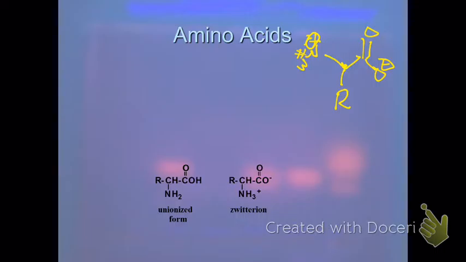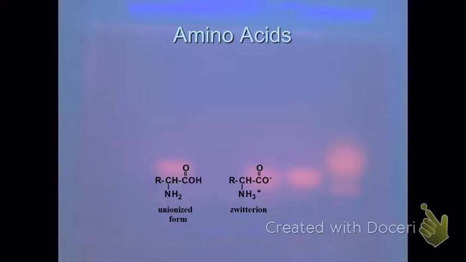Okay. So right down here below we have what they call the unionized form versus the Zwitter ion. If you think back to Gen Chem 1, the Zwitter ion is something that's both negatively charged and positively charged within the same ion. Okay, and so it gives them some special properties. And so that's all that amino acid really is.